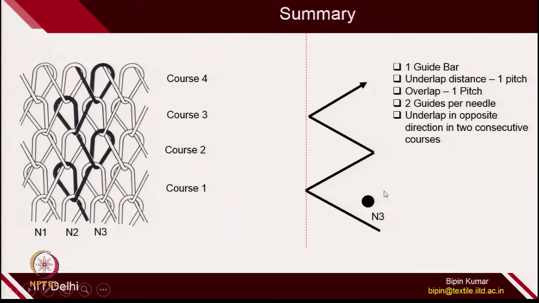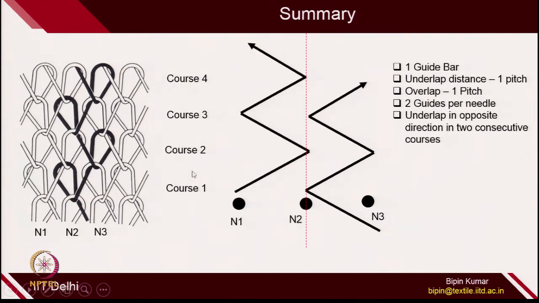In the last class, I also mentioned how the needles interact with different guides during loop formation. For example, in this structure all the guides have the same movement, so they can be attached to the same guide bar. We have an underlap distance of one pitch, and the overlap distance on the front side is also one pitch. We have two guides per needle, because you can see that in alternating courses the guides change for needle number 2. So there are two guides, and underlaps are in opposite directions in alternating courses. First the guide moves from left to right, then right to left. So this is why these are important.